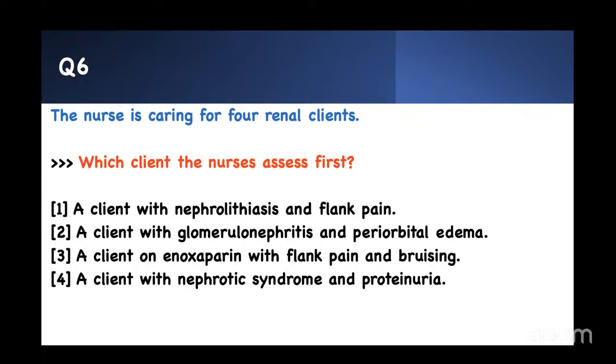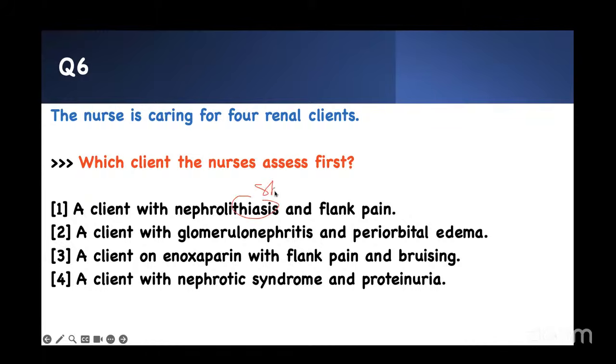I have glomerulonephritis. That means inflammation of the glomerulus, where there's going to be blood. You're going to have edema, periorbital edema. Is it a big problem? I take enoxaparin and I have flank pain and a bruising. What do you think? I have nephrotic syndrome and I have what? Protein in my urine. Should this concern you? For renal patients, what do you think? Bring your content and say, I've given you the answer. You can see the answers are there.